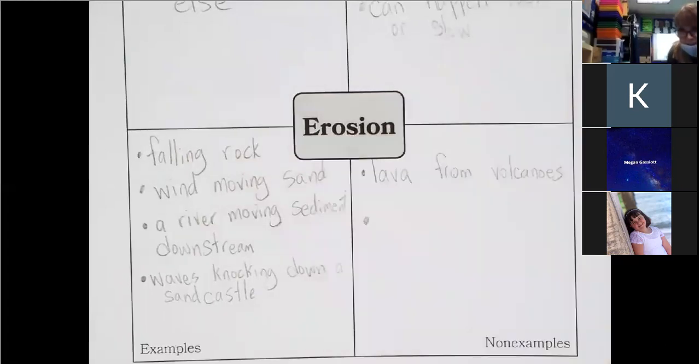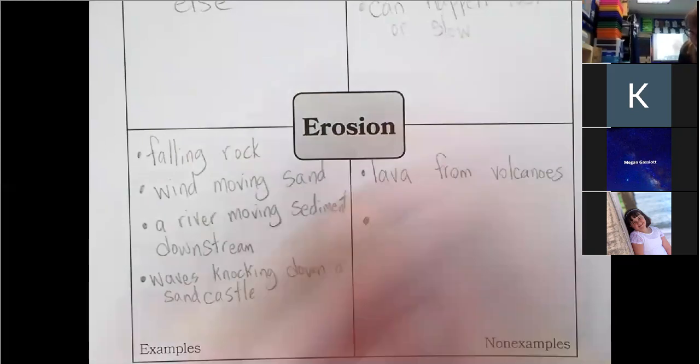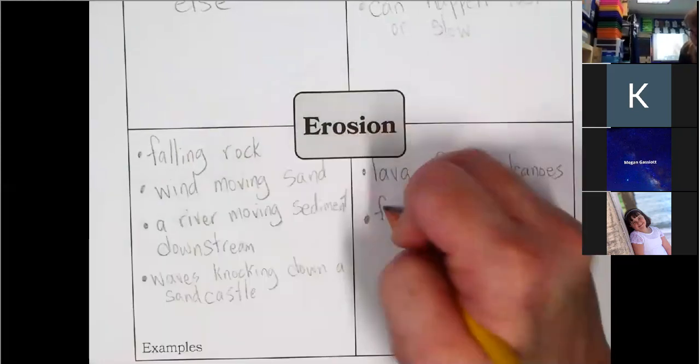Fire burning things, that's creating a different kind of reaction. That's called a chemical reaction. So that's not erosion, okay? You'll learn about that in middle school.